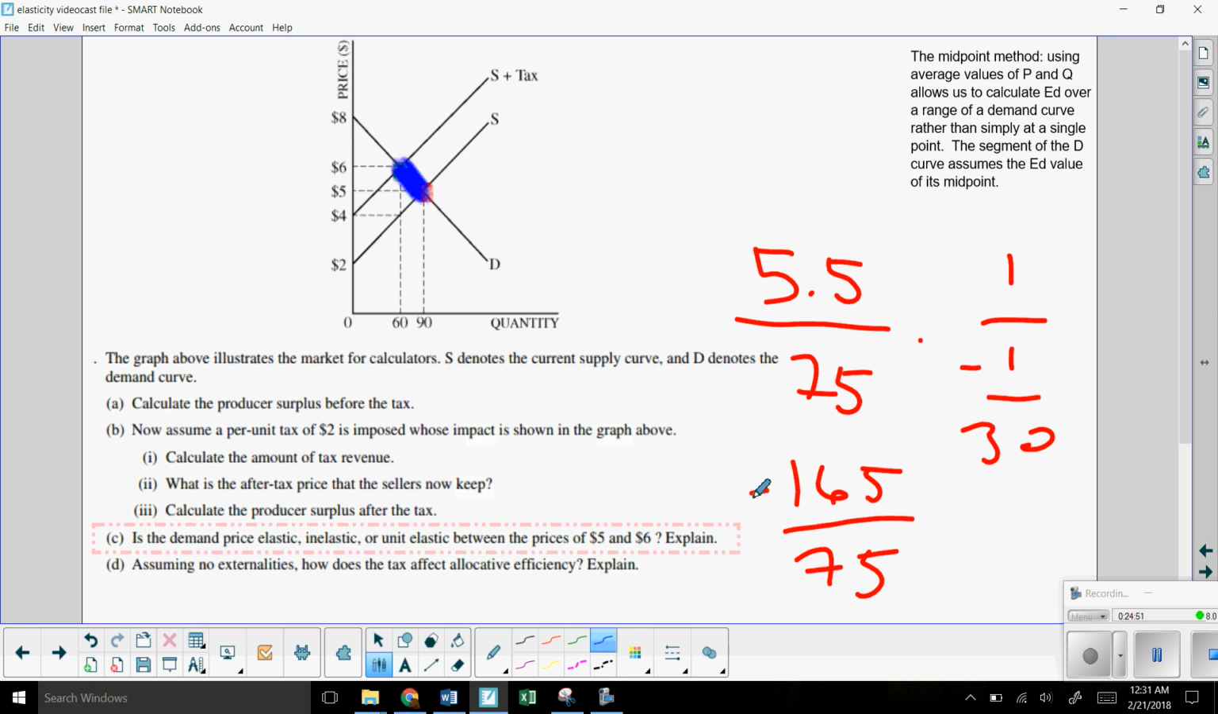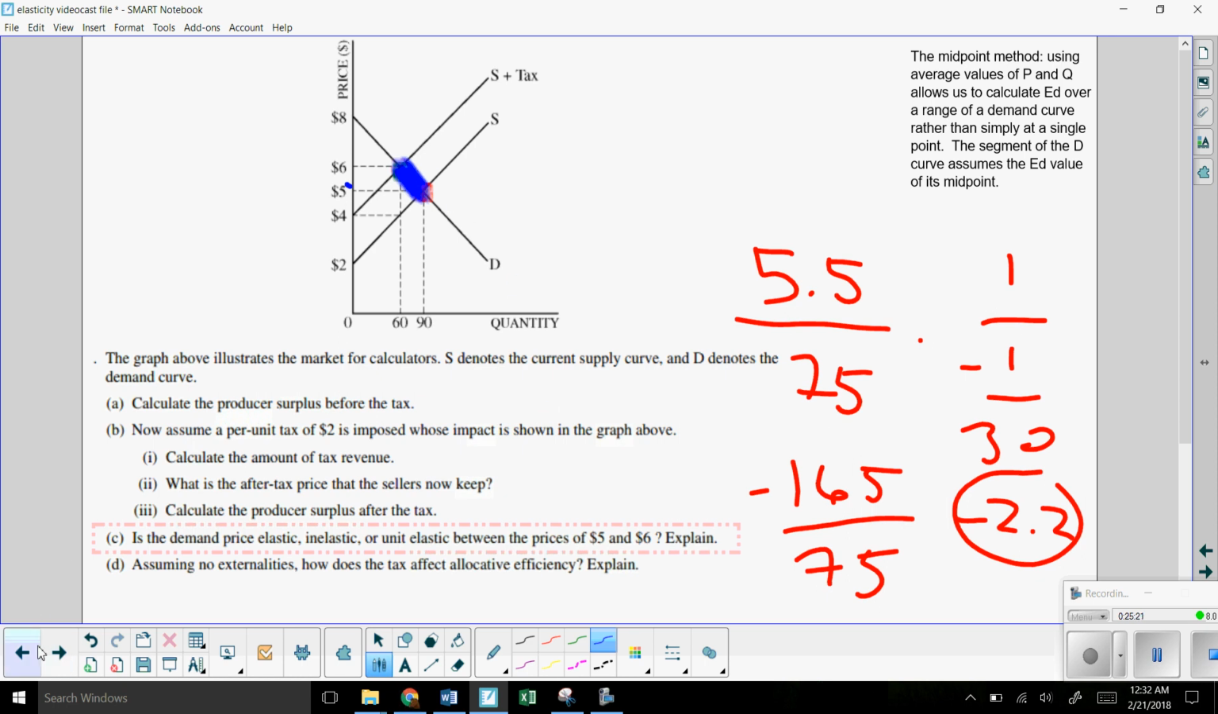Once we shake all this out of here, we're going to get negative 2.2, or negative 11 fifths. And if we drop the negative sign, we'd figure out that's elastic as well. We could double check that solution by thinking about what was the total revenue. 6 times 60, 360. What was the total revenue here? 450. And it increased. So that tells us we're in the elastic part of the demand curve. And the explanation there would be your math, your comparison of total revenue values.